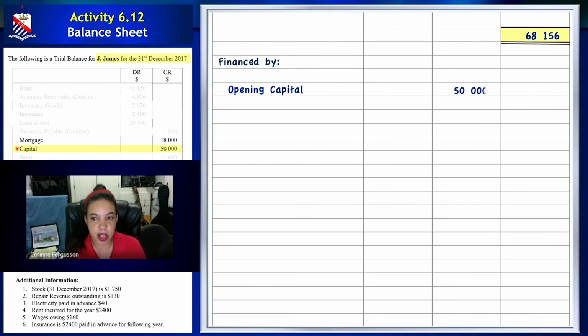You can use any column, whether it's the middle column or the last column, because it eventually has to go into the last column. I prefer to use the middle column just to keep from having a whole set of numbers in the last column. Okay, so we have opening capital 50,000.